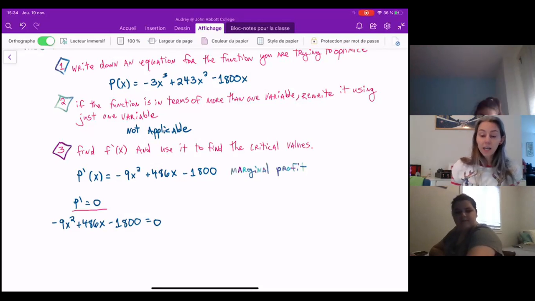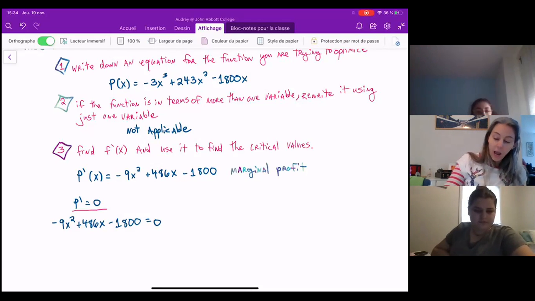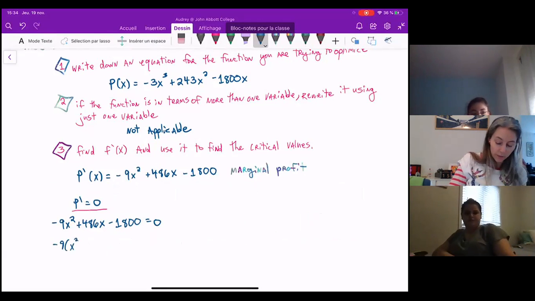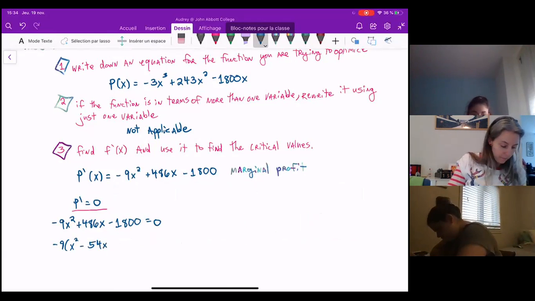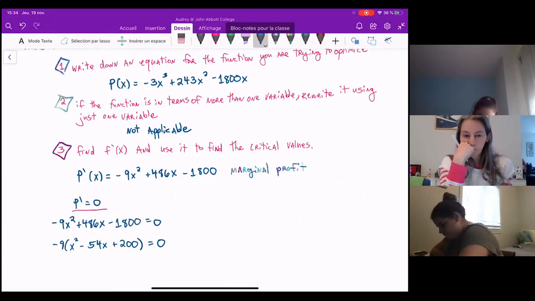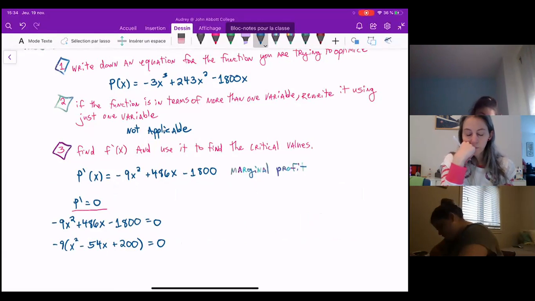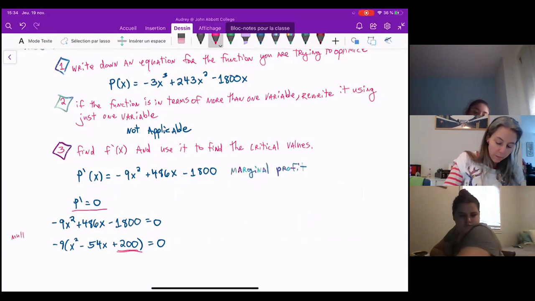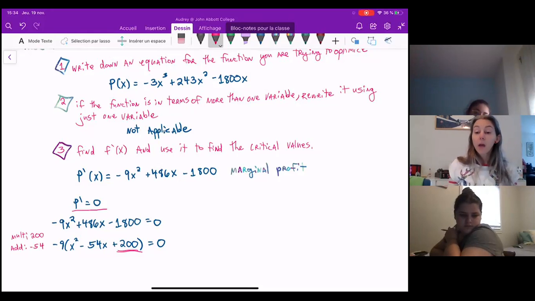So this right here, to set equal to 0, I'm going to need to factor it. And I'm going to start off by factoring out that negative 9 because that's the greatest common factor. And now I want two numbers. I want them to multiply to give me 200, and I want them to add to give me negative 54. And those two numbers are going to be 50 and 4.